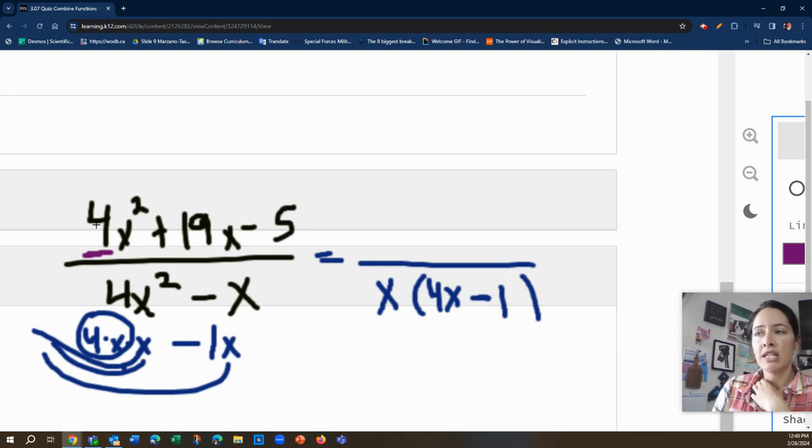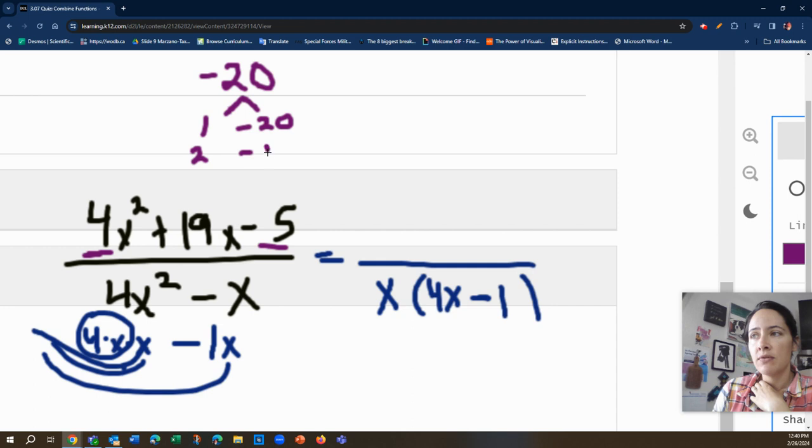What we're going to do is take that 4, and take that minus 5, and multiply them. You might have different numbers. That equals negative 20. Next, we're going to split this into potential factors, right? Like 1 times negative 20, or 2 times negative 10, or 4 times negative 5, and that's it. Out of these potential factors, we need to look at which ones will add to positive 19.